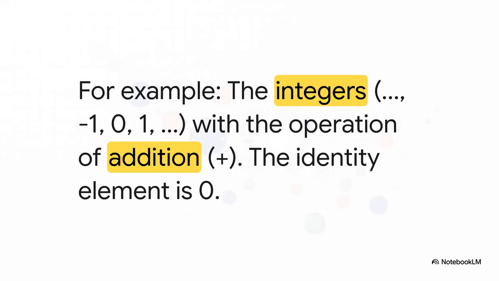Think about this. It's something we all know. The integers in addition, right? You can add any two integers together. It doesn't matter how you group them. 2 plus 3 plus 4 is the exact same as 2 plus 3 plus 4. And of course, there's 0. Adding 0 to any number doesn't change it. That makes it the identity. And there you have it. That's a perfect classic monoid.